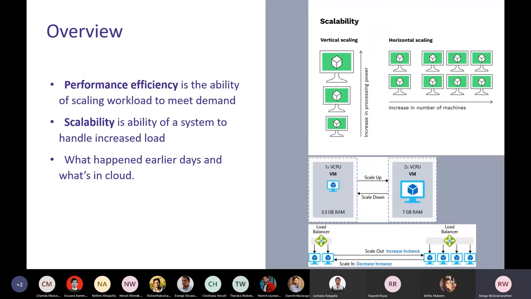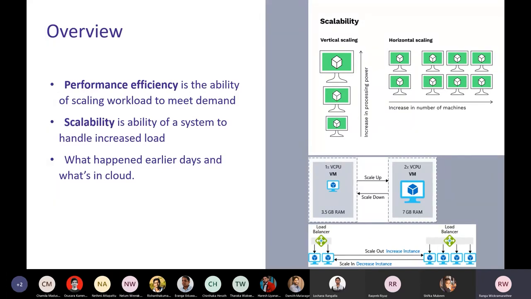Here are two important terms that we need to get familiarized with. The first thing is performance efficiency, which by definition means the ability of a scaling workload to meet the demand. And scalability is the ability of a system to handle increased load. So these two terms will be referred to here and there many times. What we basically talk about is making a scalable, adaptable system.